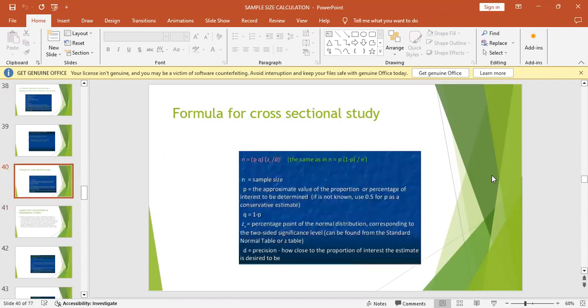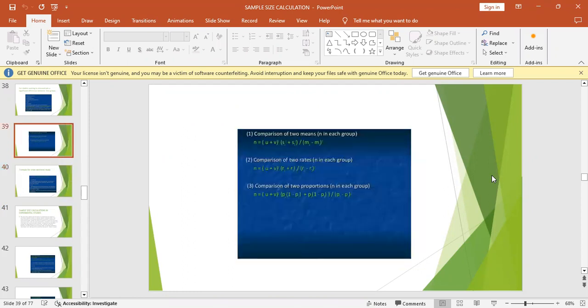Now, this is the formula for the cross-sectional study, that is n equals p into q into z over d, into whole square.